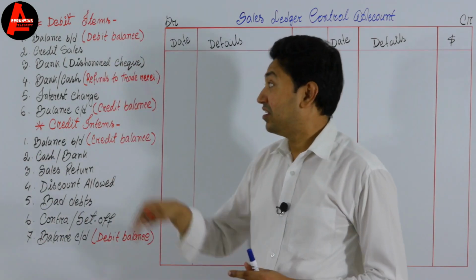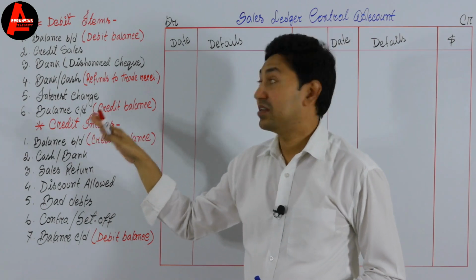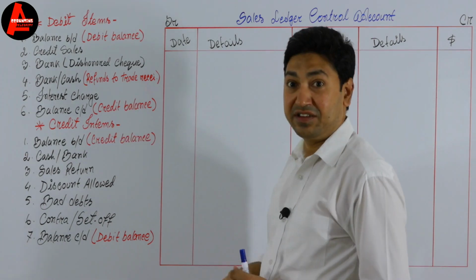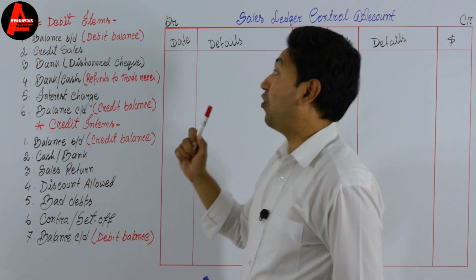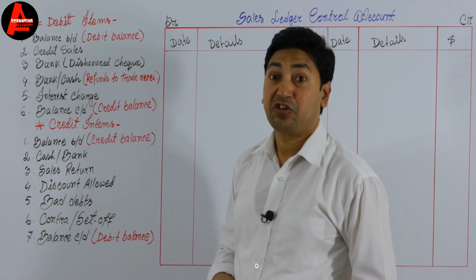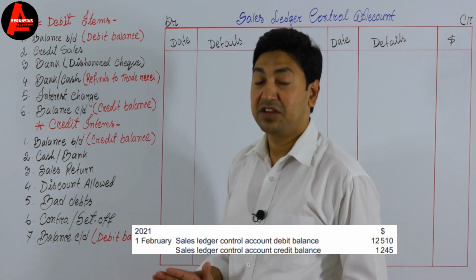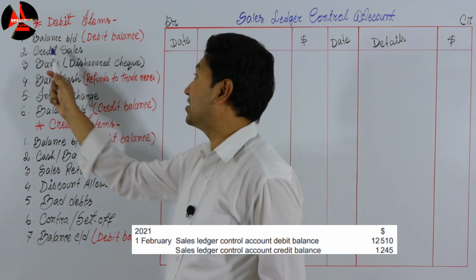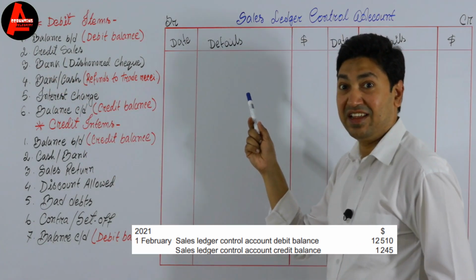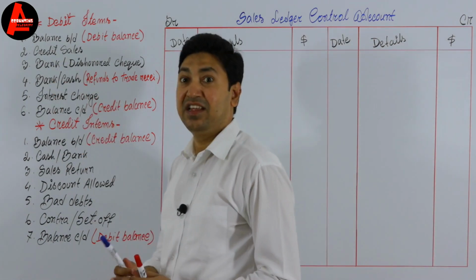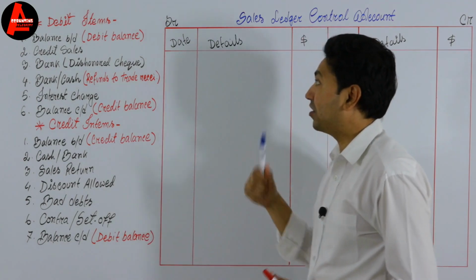Debit items. These are universal debit items. There are no other items to record on the debit side. So what do we write here? Debit balance. The debit balance will be written in the question, maybe, maybe not. If it is written, then we write balance BD on the debit side here. Then we have credit sales. Sales will be recorded on the debit side.